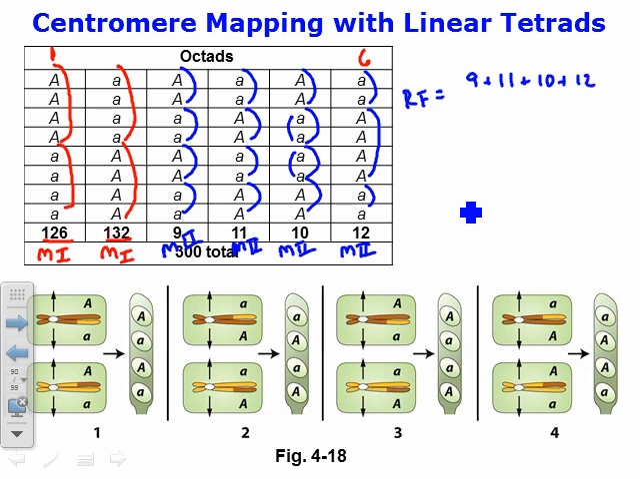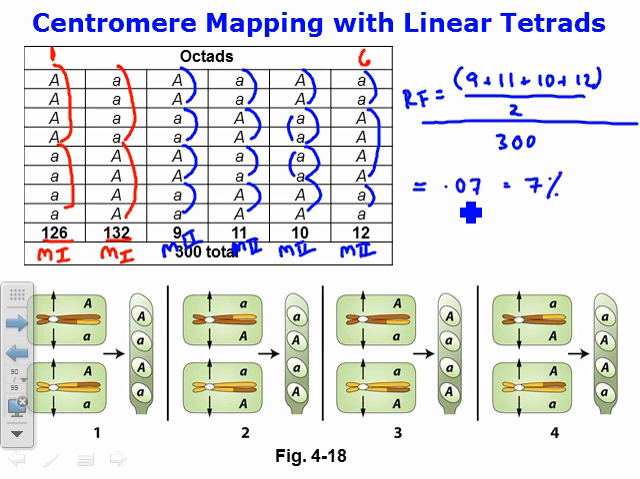So those are all of the ones that are M1, divided by 2, because only half of the spores in each one are recombinant, divided by the total, which in this case is 300 spores for asci, which would give us a value of 0.07, which is 7%. So the distance between the gene and its centromere, in this case gene A, would be 7 centimorgans, or 7 map units.